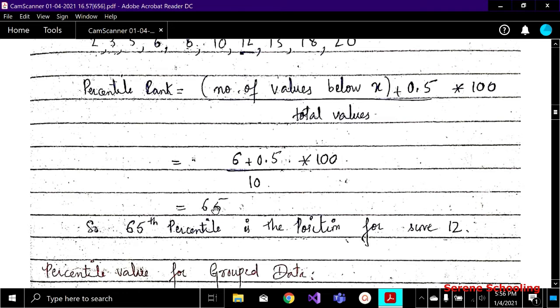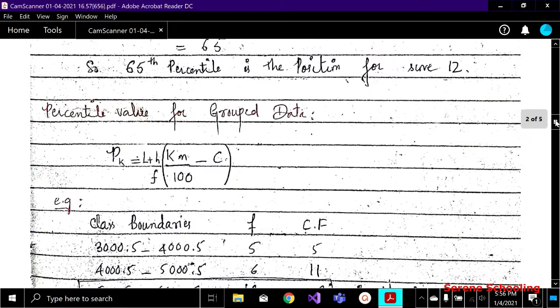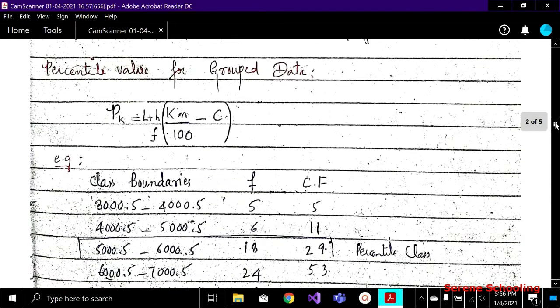This is how we find the percentile ranks and percentile values for ungrouped data. We will see the grouped data later. One thing I will also discuss in the same lecture is the percentile value for grouped data. We have seen it for the ungrouped. For grouped it changes a little bit because we have the classes now.